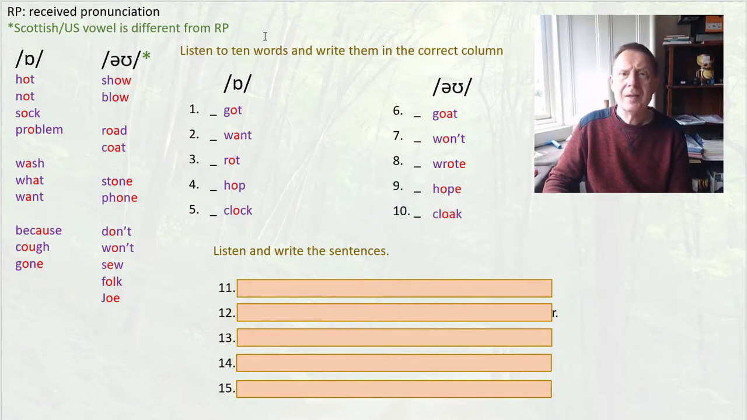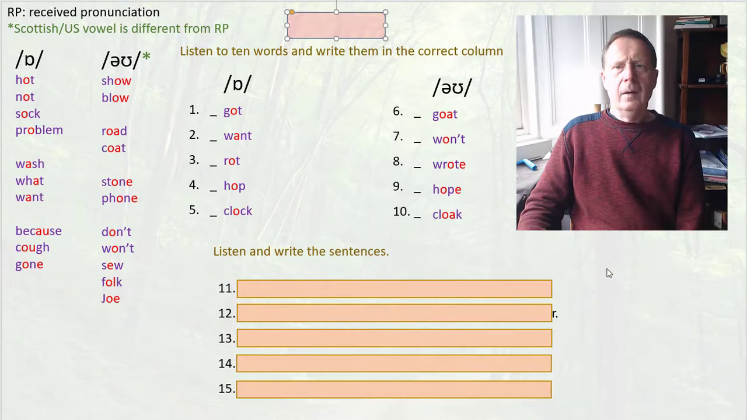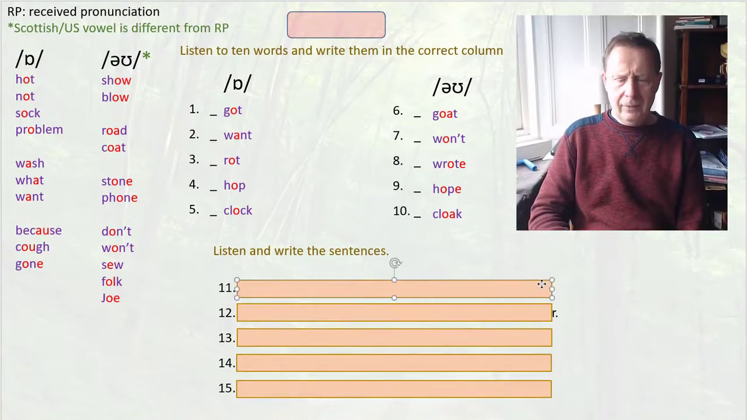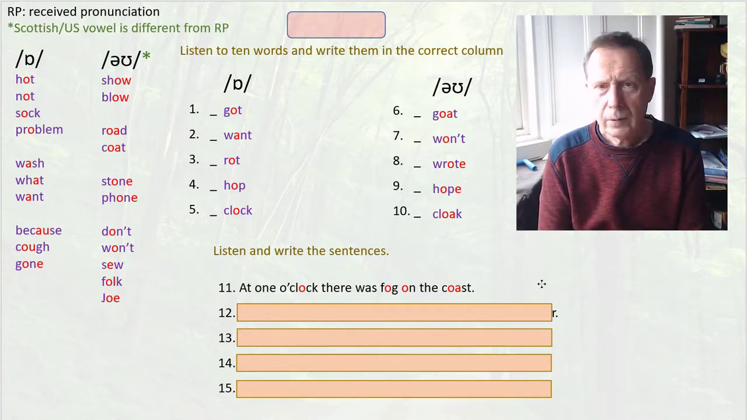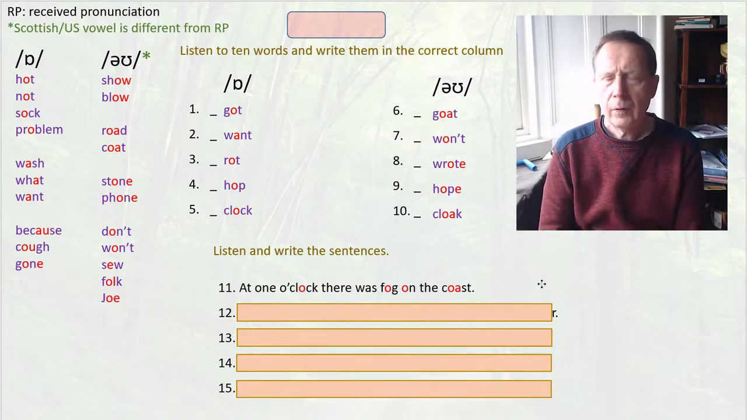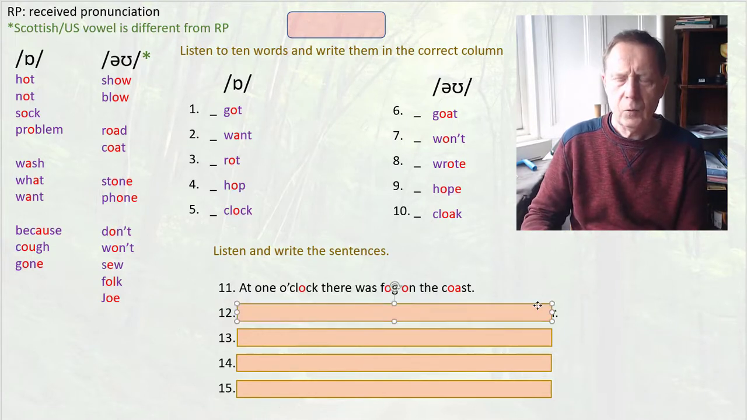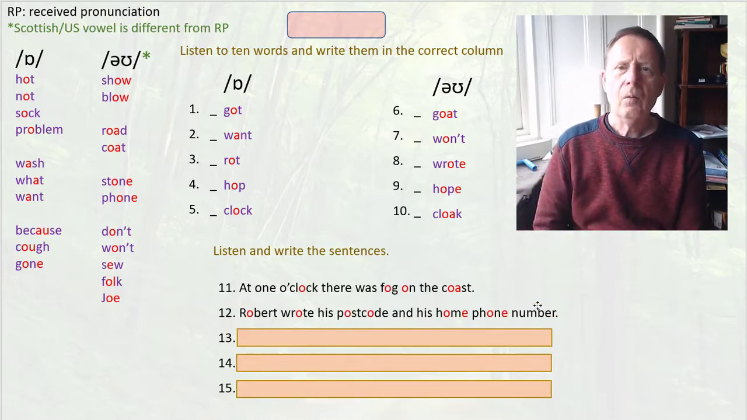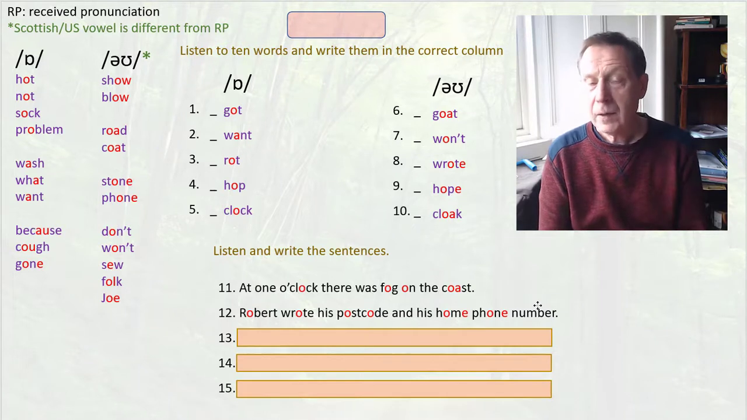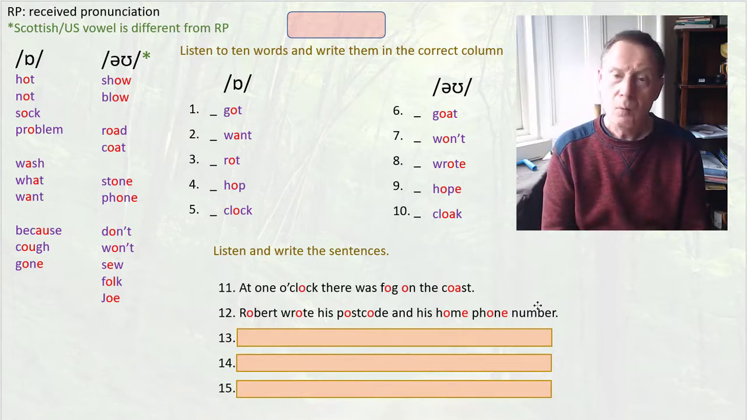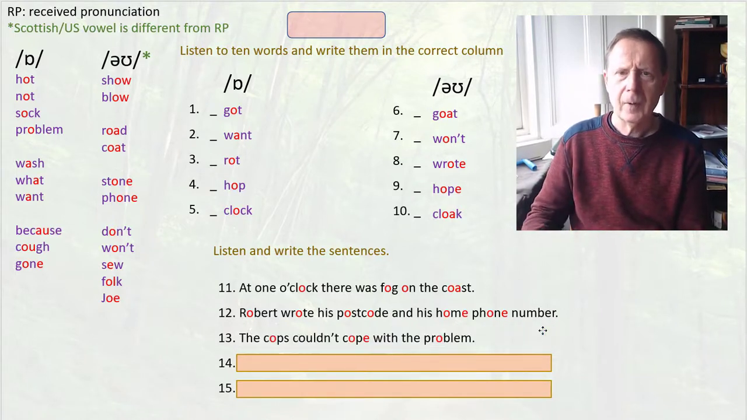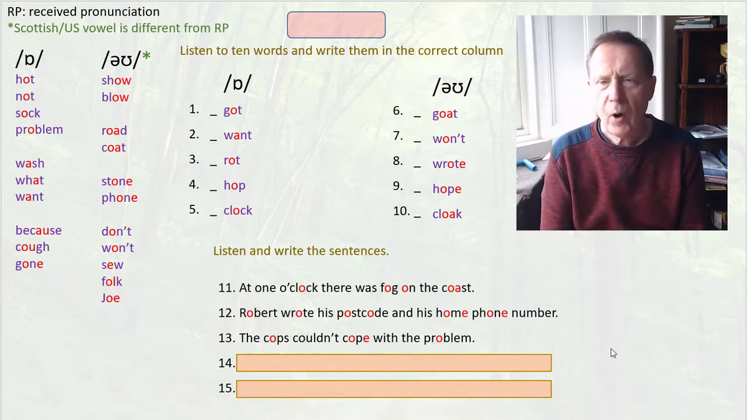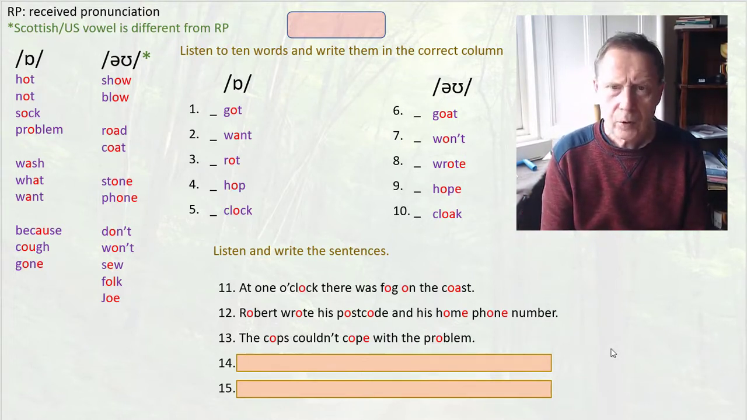So now let's check the sentences. Sentence 11. At 1 o'clock there was fog on the coast. 12. Robert wrote his postcode and his home phone number. 13. The cops couldn't cope with the problem.